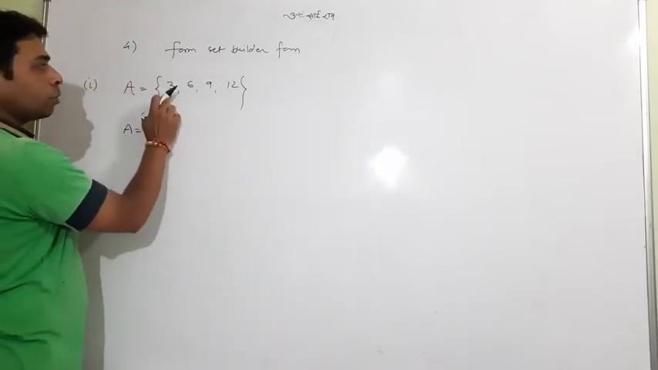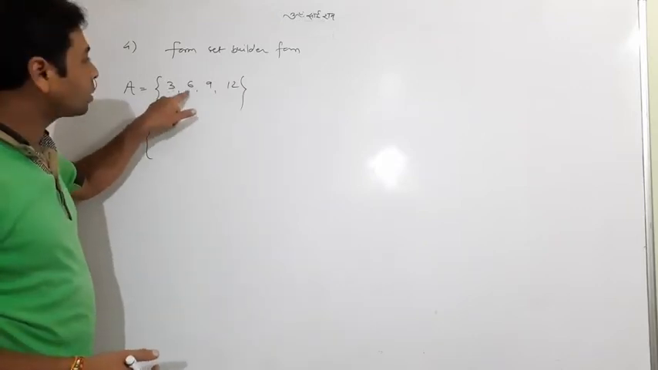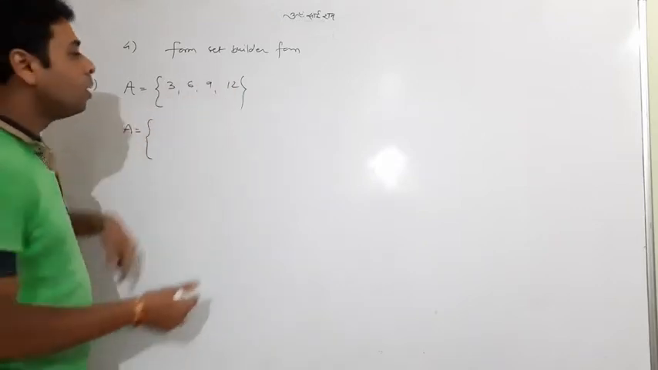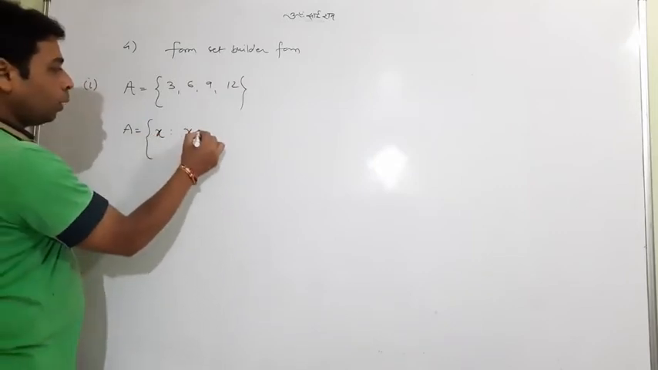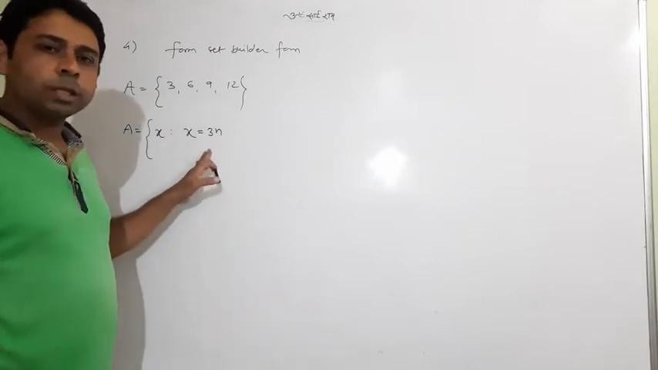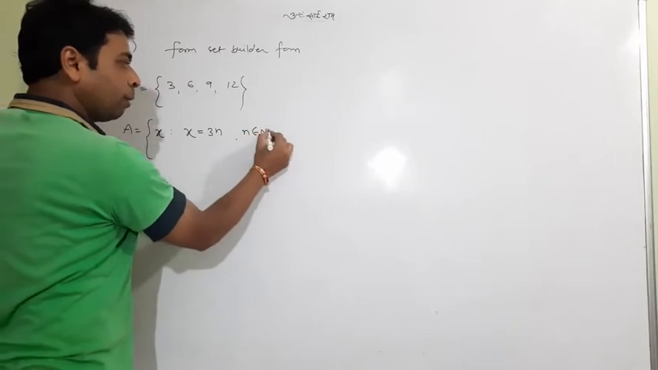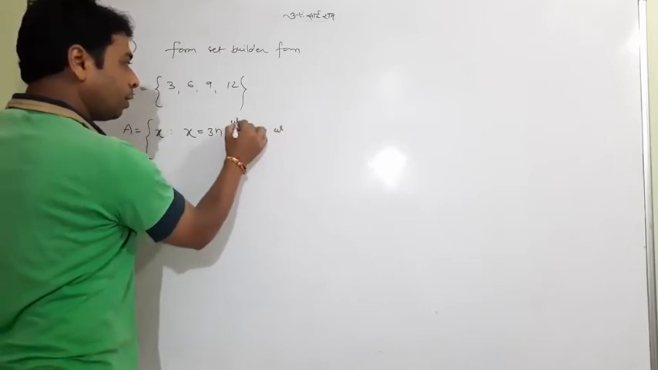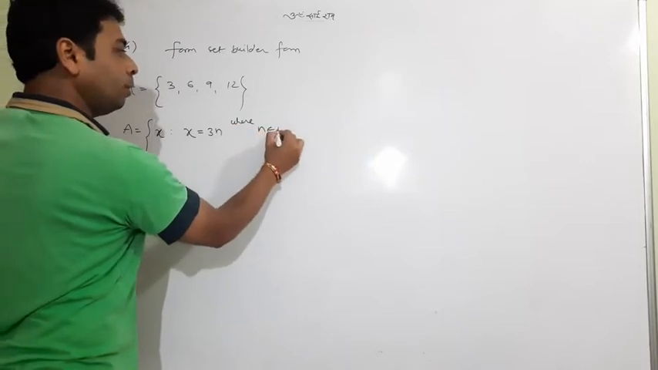Look at this, it is 3, 6, 9, 12. It's just like a table. 3 1s are 3, 3 2s are 6, 3 3s are 9, 3 4s are 12. So this will be written x equal to 3n. Very simple. x is equal to 3n, where n is a natural number.